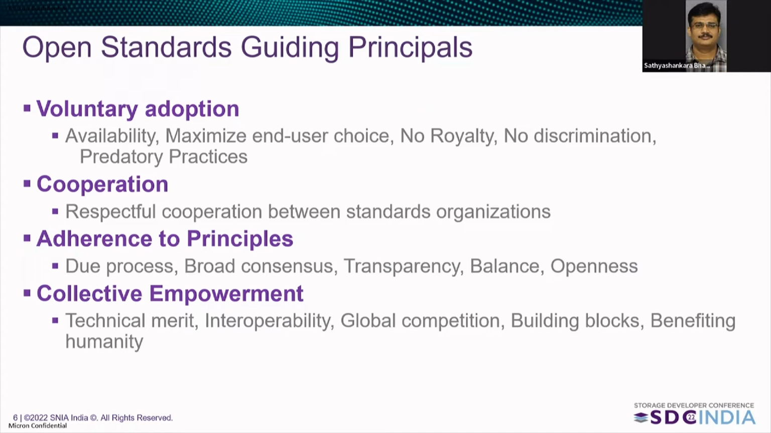Then, cooperation between the standards organizations is very important. They need to mutually respect the autonomy and IP rules of the others. So some of the principles have to be adhered to. Due process has to be followed, and it's transparent, and there is an opportunity to appeal against any decisions taken in the standards committee. The process for periodic standards review is very well defined.